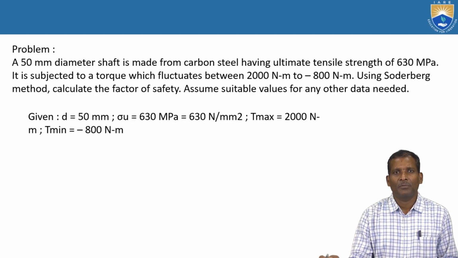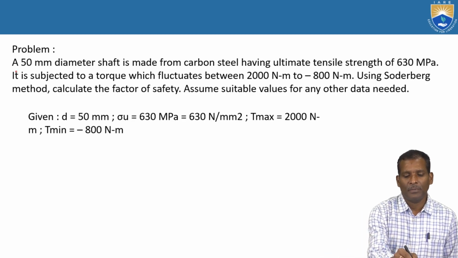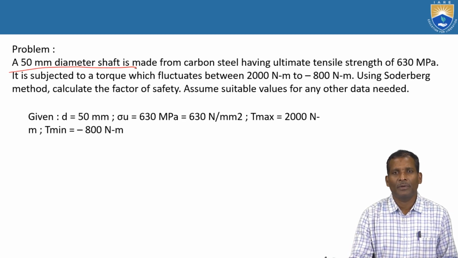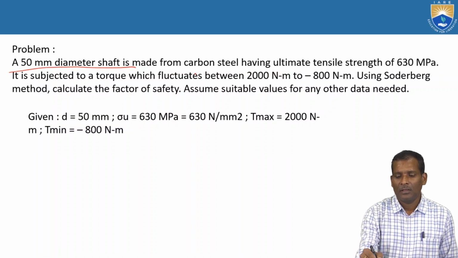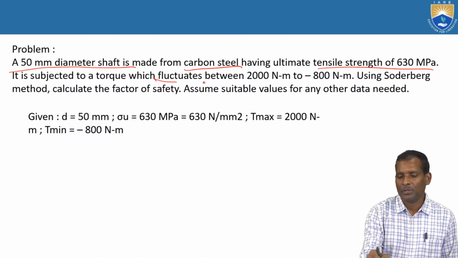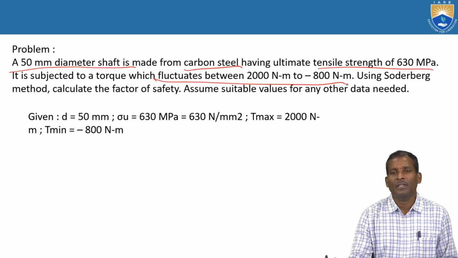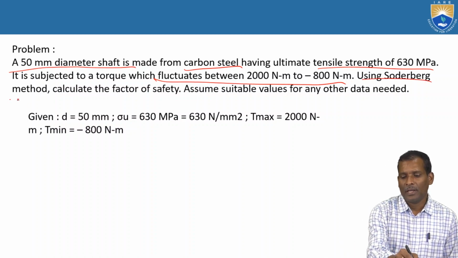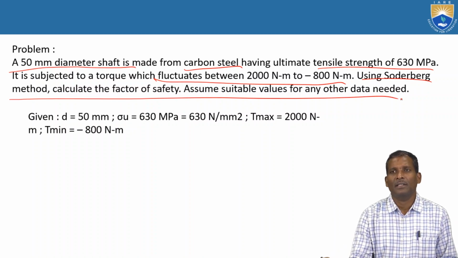So the first problem: a 50 mm diameter shaft is made from carbon steel, having ultimate tensile strength of 630 megapascal. It is subject to a torque which fluctuates between 2000 Newton meter and minus 800 Newton meter. Using the Soderberg method, calculate the factor of safety, and assume suitable values for any other data needed.